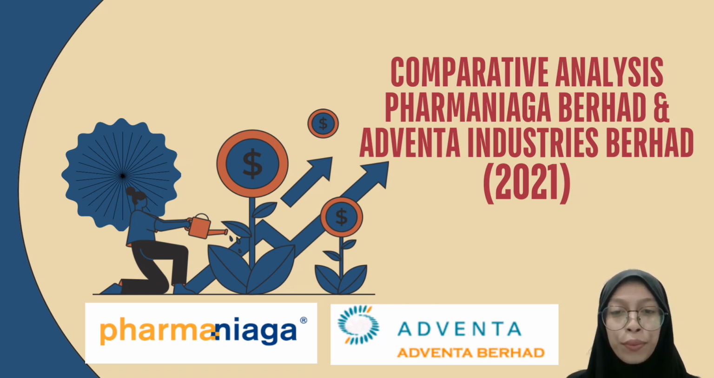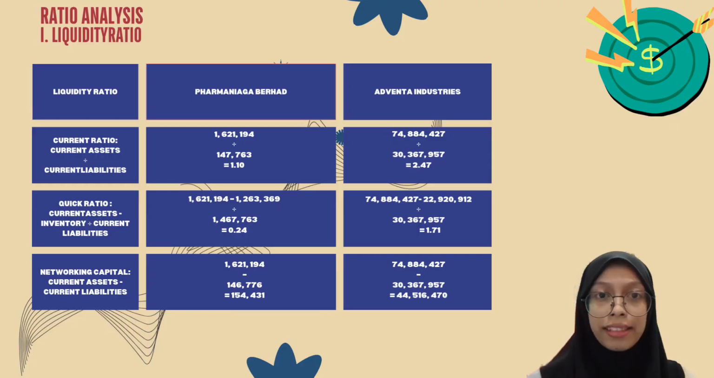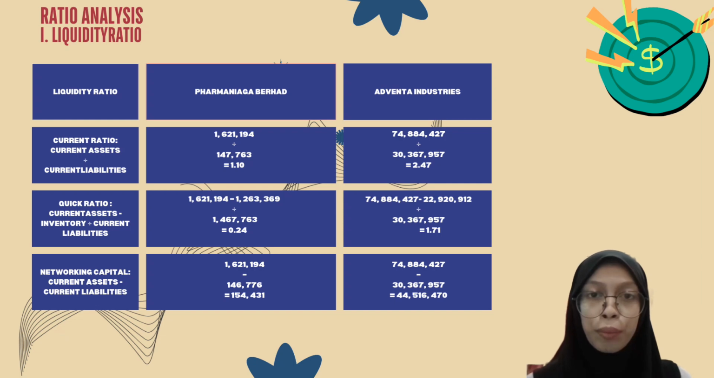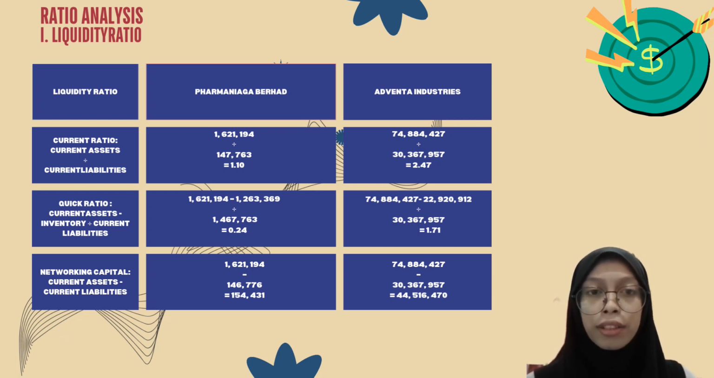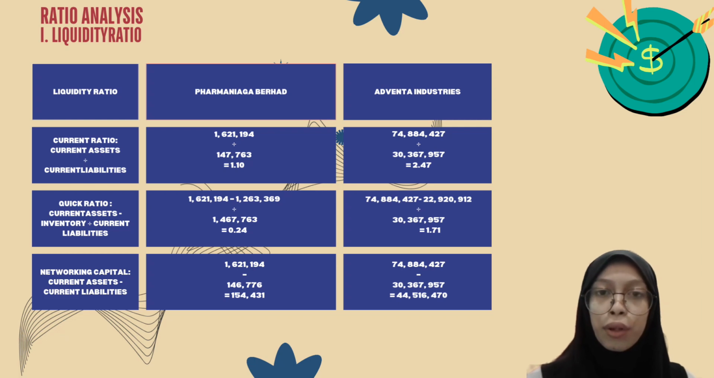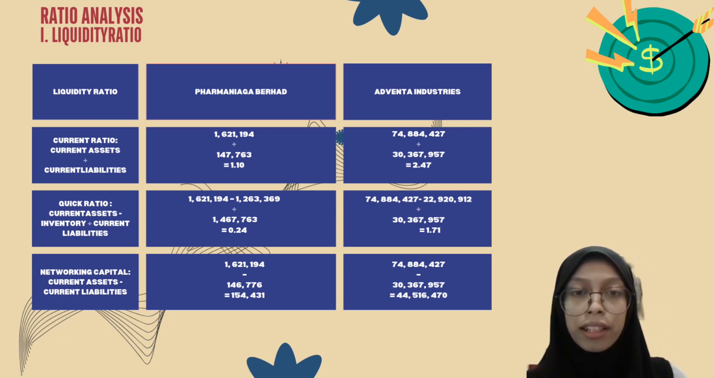I would like to present about comparative analysis of Niaga Berhad and Avanta Industri Berhad for year 2021. Liquidity ratio. Current ratio for Niaga Berhad is 1.10, increased to 2.47 for Avanta Industri. Quick ratio for Niaga Berhad is 0.24, increased to 1.71 for Avanta Industri.